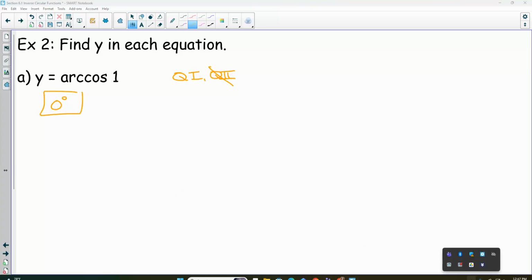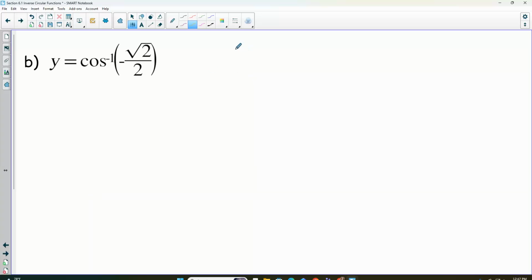All right. Good luck. So this, cosine inverse of negative radical 2 over 2. So cosine inverse can be quadrants 1 or 2. In which quadrant is it negative? Quadrant 2.